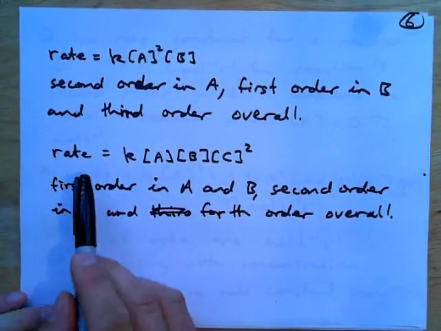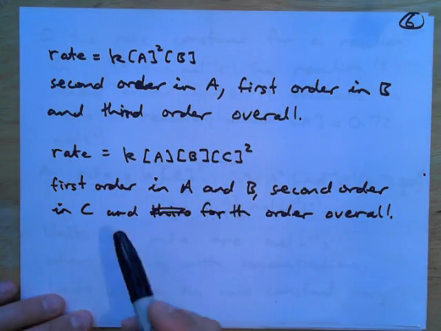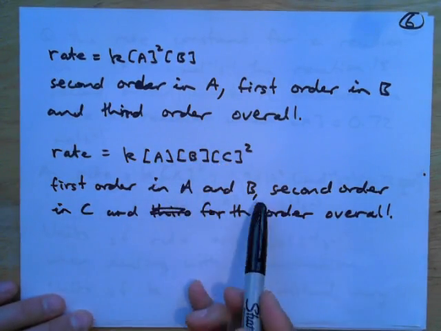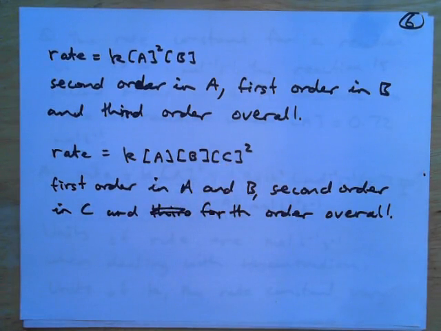So this one here, the rate's k times concentration of A, concentration of B, concentration of C squared. It's first order in A and B, second order in C, and fourth order overall. Okay?